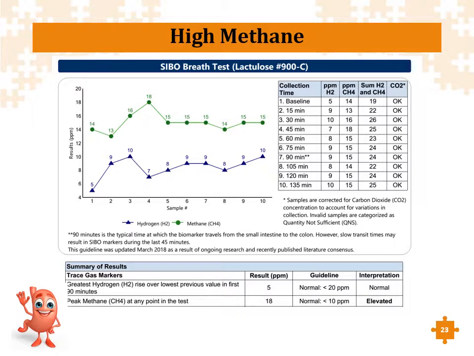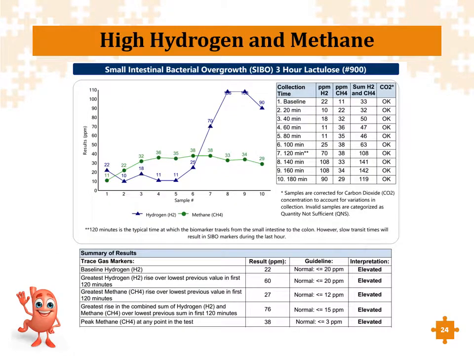High methane, as I mentioned before, can often be associated with constipation, and so this is a test that's positive for high methane. Some tests come back with just high hydrogen. Others have a mixed pattern where we have high hydrogen and high methane. In this particular profile, you would expect this individual to have problems with loose stools as well as constipation, a lot of bloating and gas, and a lot of discomfort.